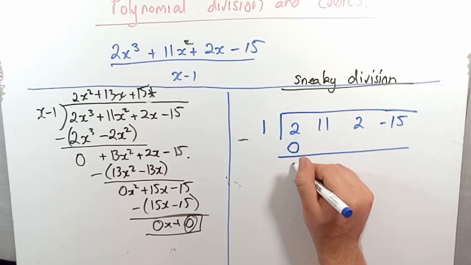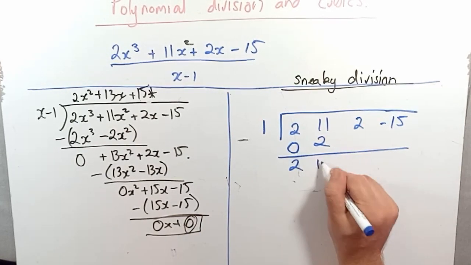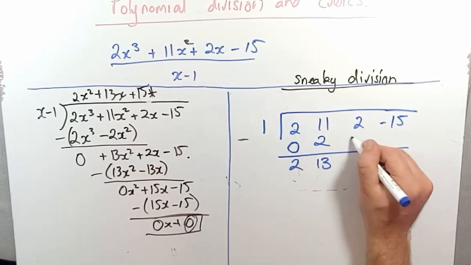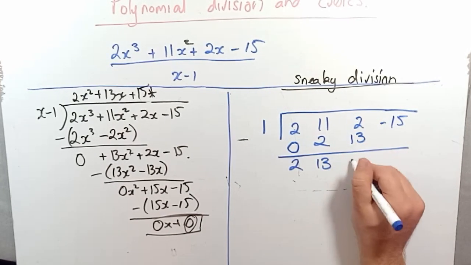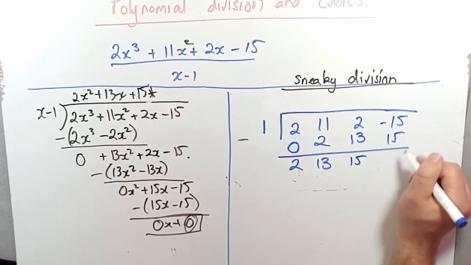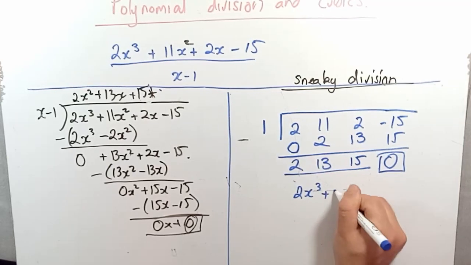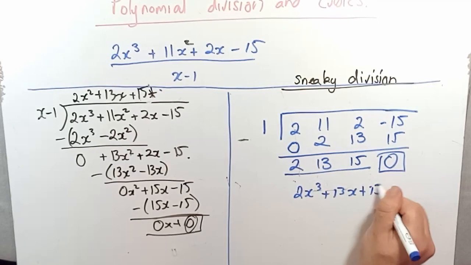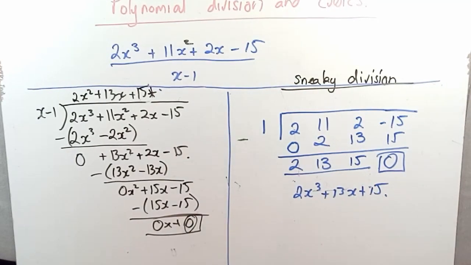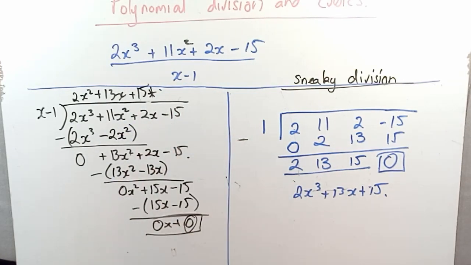So 2 plus 0 is 2. 2 times 1 is 2. I add, 13. 13 times 1 is 13. I add, makes it 15. 15 times 1 is 15. I add and get 0. So this is the remainder. And these are the coefficients of my new polynomial: 2x squared plus 13x plus 15. Perfect. Okay, so that's a really quick way if you're dividing by an easy linear factor.